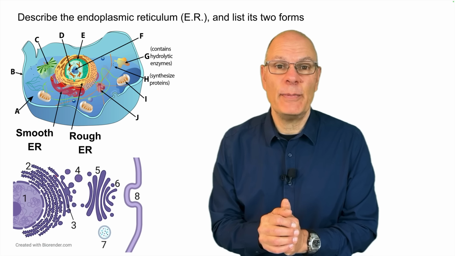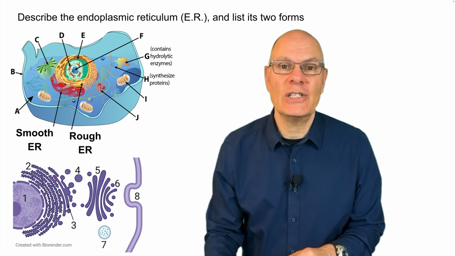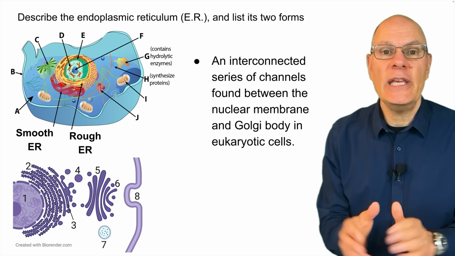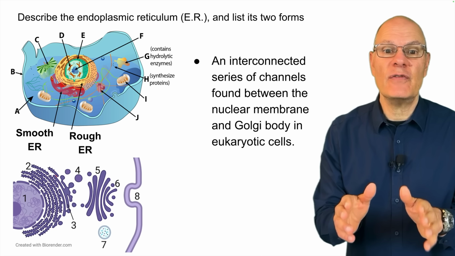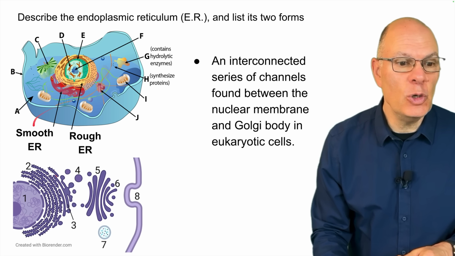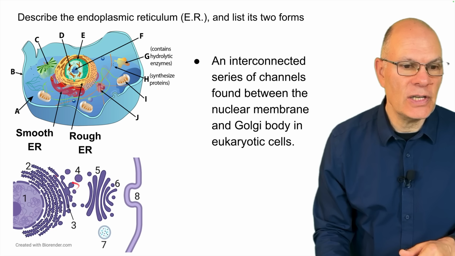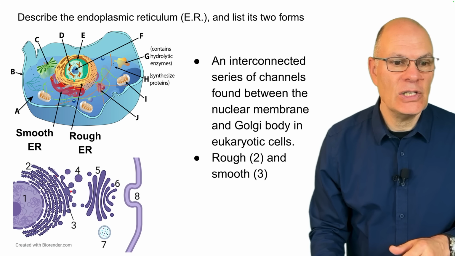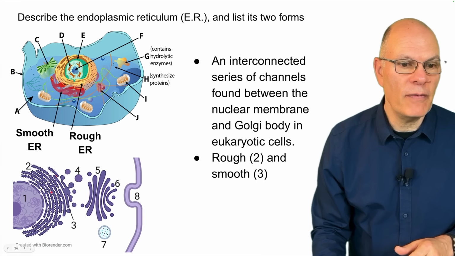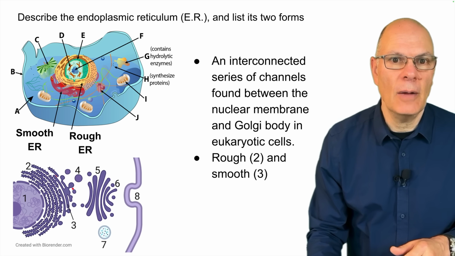Describe the endoplasmic reticulum, the ER, and list its 2 forms. The ER is an interconnected series of channels found between the nuclear membrane over here and the Golgi body in eukaryotic cells. So here's the ER, and it consists of 2 forms. There's the rough ER and the smooth ER.